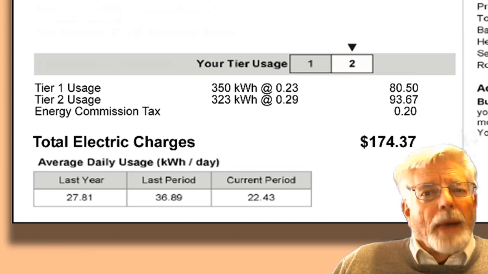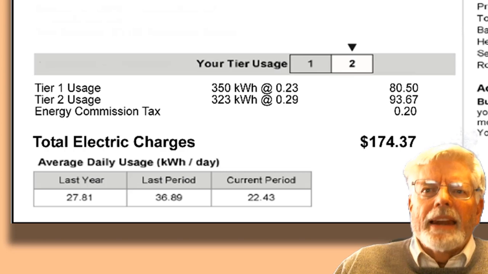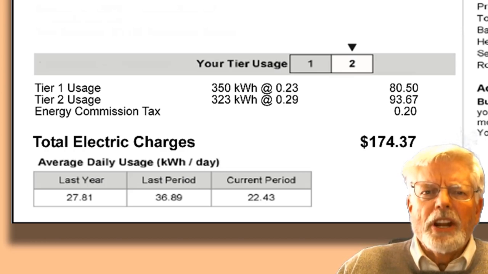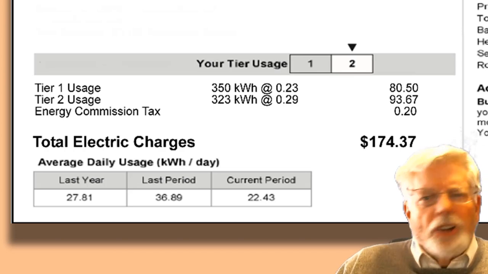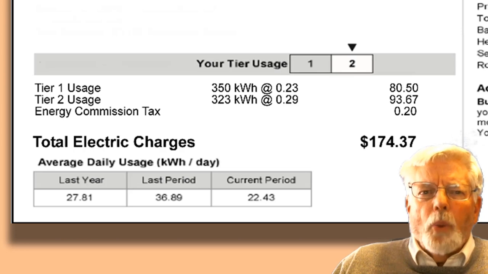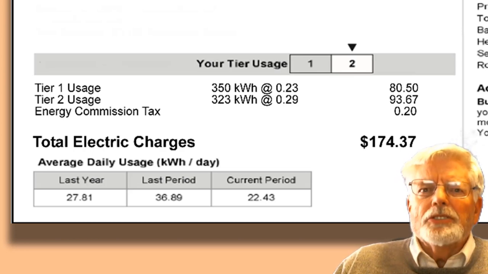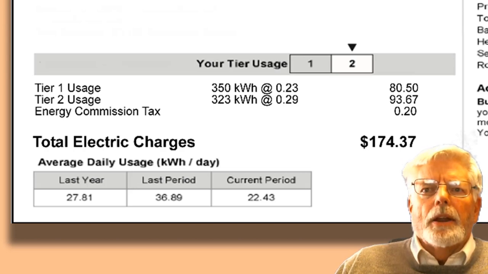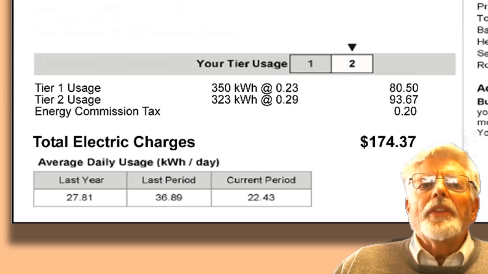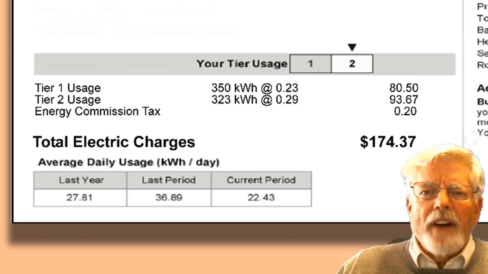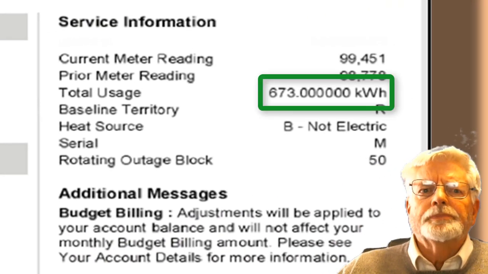They bill usage by time of day or bill at increasingly higher rates called tiers depending on the amount of electricity used. This project does not cover billing by time of day. The base rate for Tier 1 is 23 cents for each kilowatt hour up to 350. Then the price increases to 29 cents per kilowatt hour. After 1,450 kilowatt hours, the price increases to 45 cents per kilowatt hour.